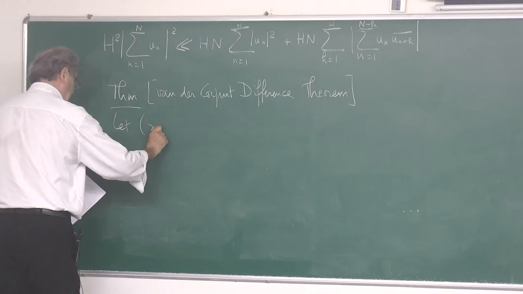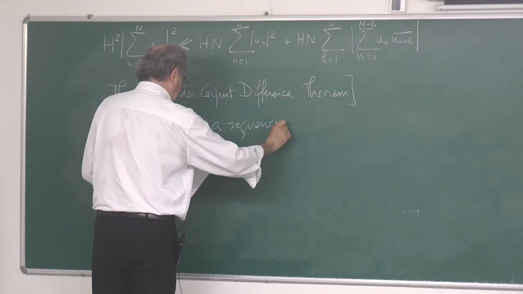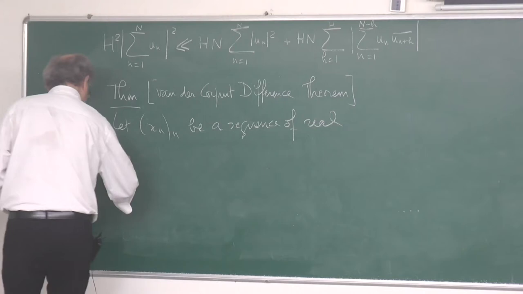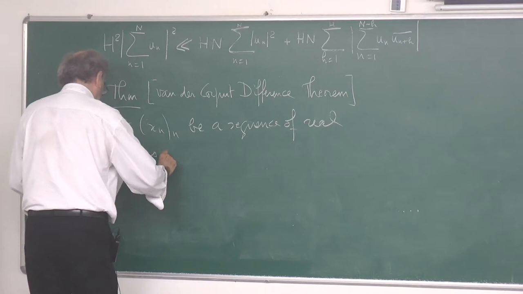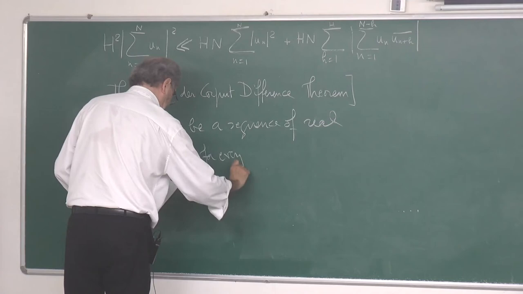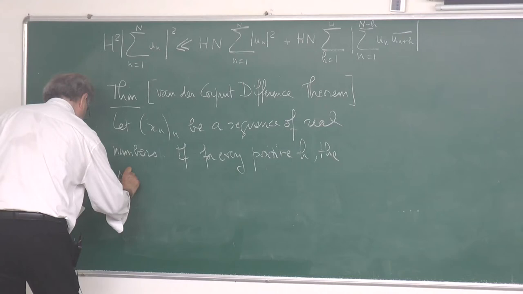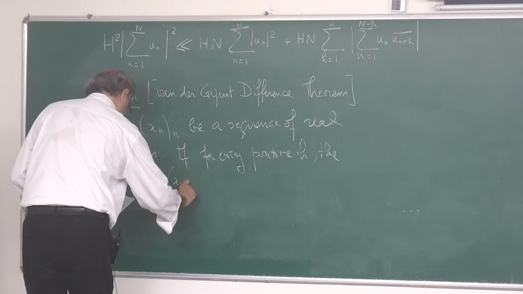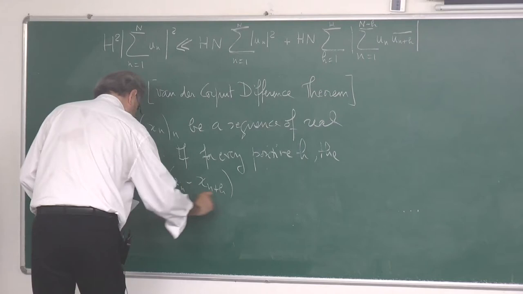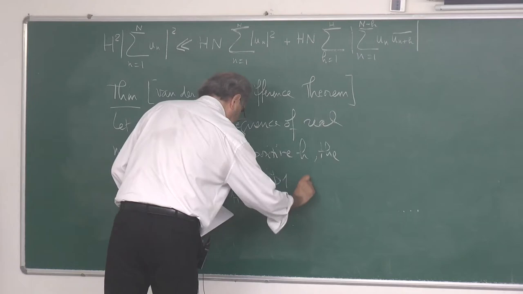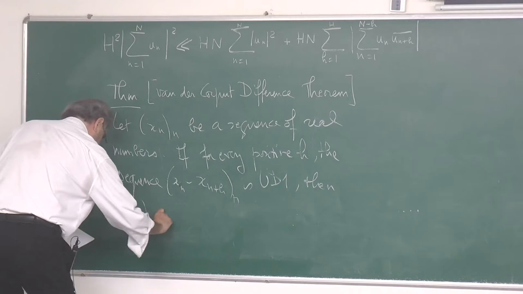Okay, again, let xn be a sequence of real numbers. If for every positive integer h, of course, the sequence xn minus xn plus h is uniformly distributed mod 1, then the sequence xn itself is uniformly distributed mod 1.